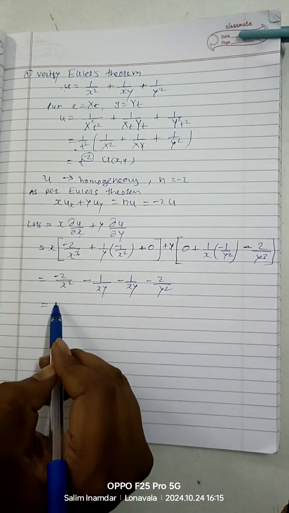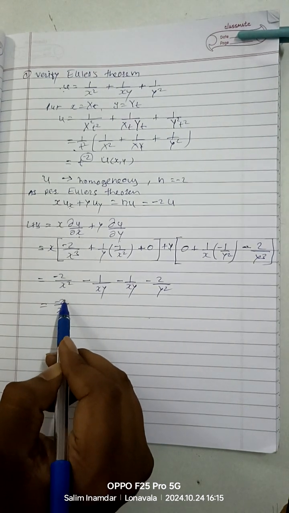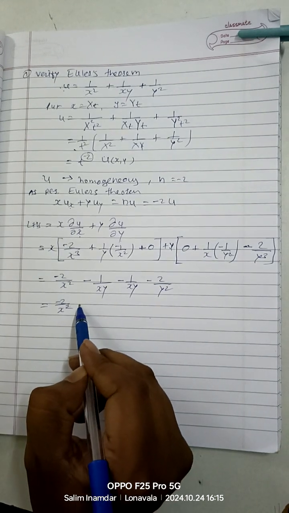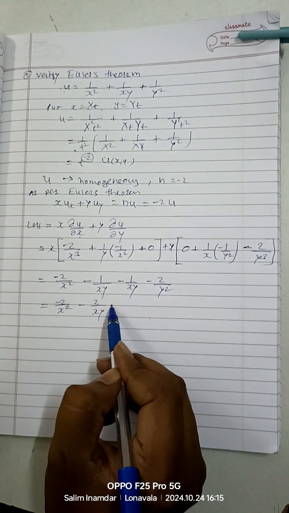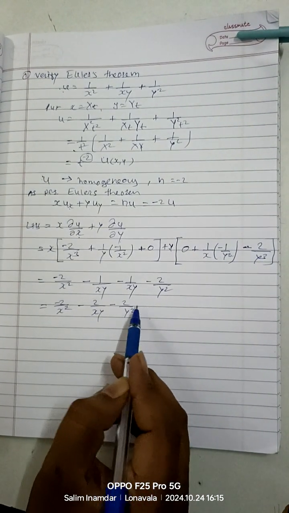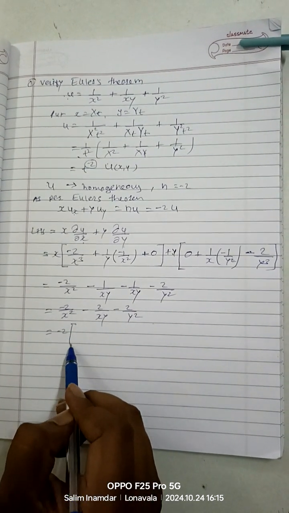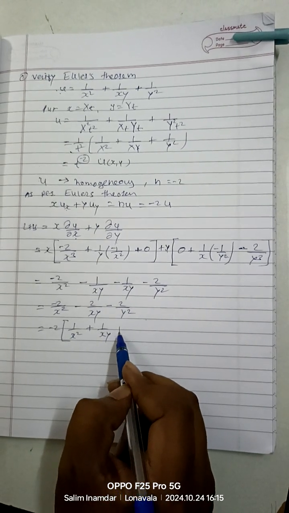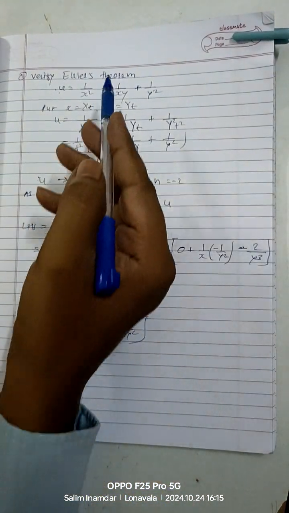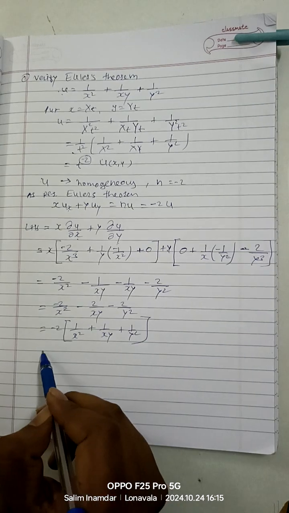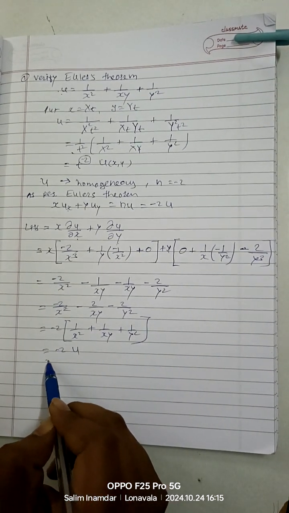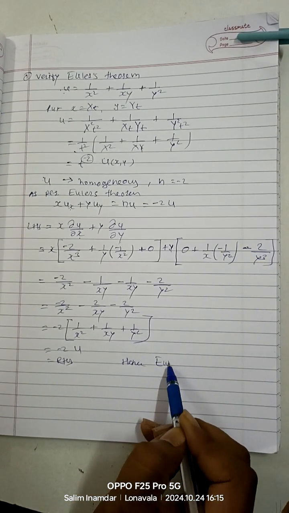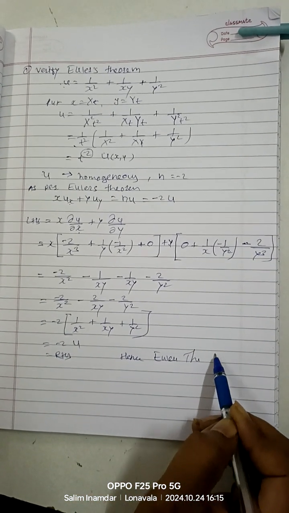Then if I summarize, it will be minus 2 upon x square. Then this plus this is minus 2 upon xy, and this will be minus 2 upon y square. Now if I take out this minus 2 common, whatever I get inside, you can check, it is similar to the given question, that is u. So it is equal to minus 2 times u, that is equal to RHS, and hence Euler's theorem is verified.